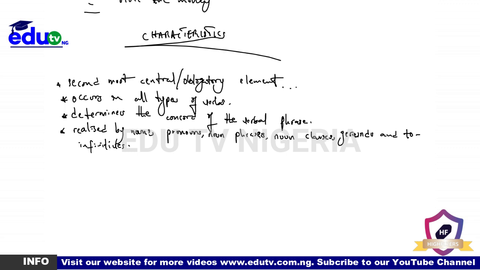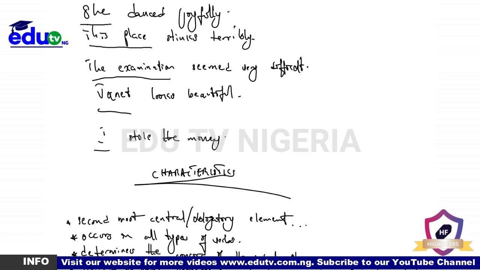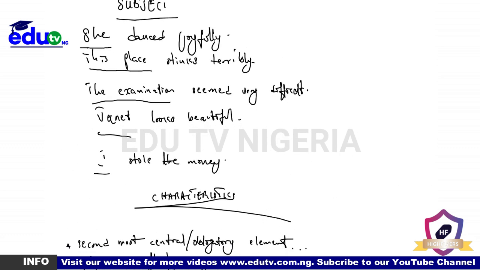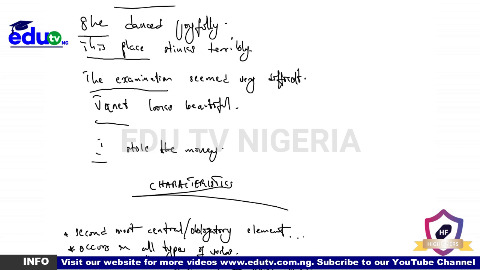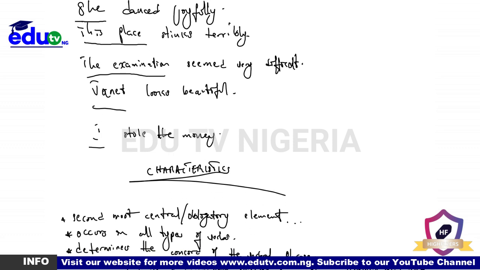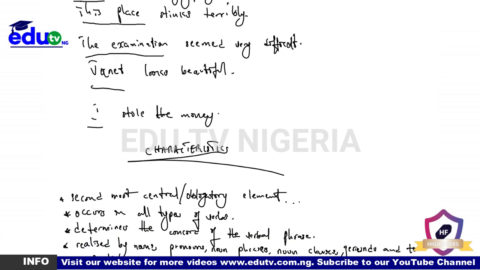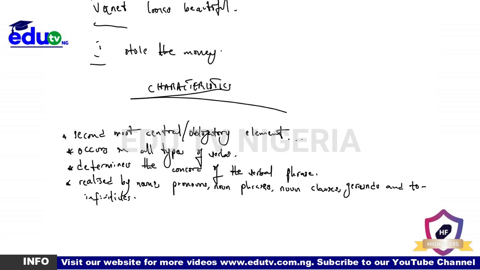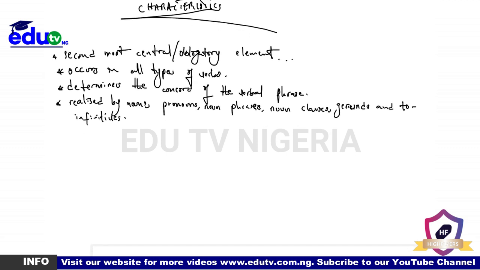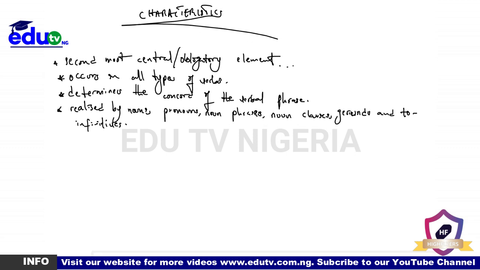For instance, in all of the sentences I gave you in the examples, we have she. That is what? A personal pronoun. This place, a noun phrase. The examination, another noun phrase. Janet, just a singular proper noun. I, another personal pronoun. Do you get it? So we say that the subject is usually characteristically realized by nouns, pronouns, noun phrases, noun clauses, gerunds, and to infinitives. So any of these items can realize a subject.